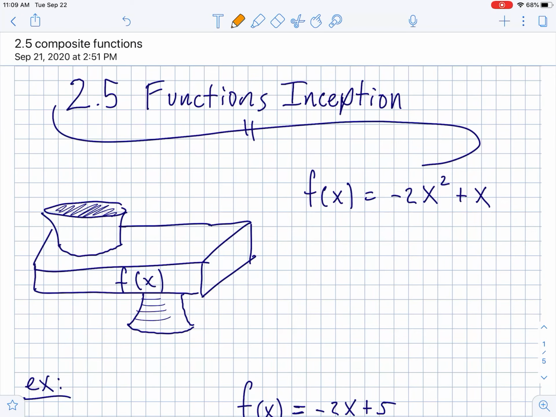Jolly. Today we're going to start talking about 2.5, which is a composition of functions, but I call it the function inception, because if you saw that amazing Leo DiCaprio movie, it's all about dreams within dreams, and today's all about functions within functions. So, before we get into functions in functions, we're going to talk about just a function in general.